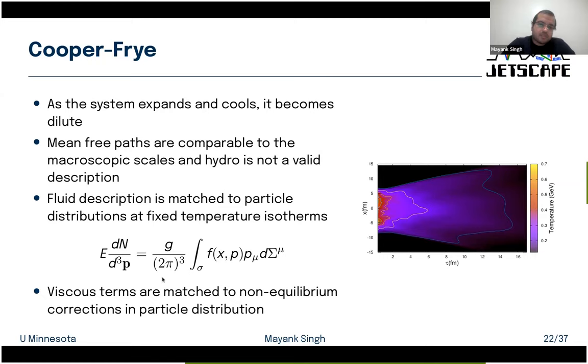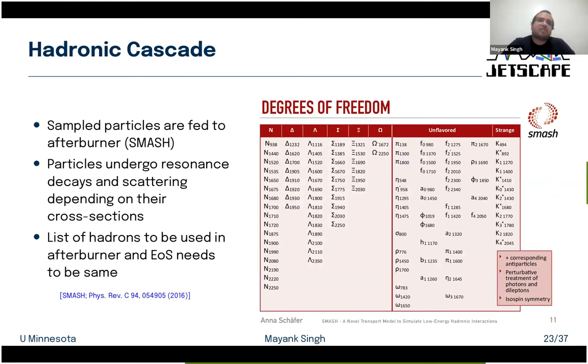And this is done by the Cooper-Frye prescription, where this is the particle distribution function, this is the fluid cell momentum, and this is the spatial surface vector on these temperature isotherms. Not only the equilibrium momentum, but even the viscous corrections are matched to non-equilibrium corrections to the particle distribution function by the Cooper-Frye procedure. So at the end of the hydro evolution, you get a list of particles generated from the Cooper-Frye prescription. And these particles are then fed to an afterburner like SMASH, which you can again use within the JETSCAPE framework.